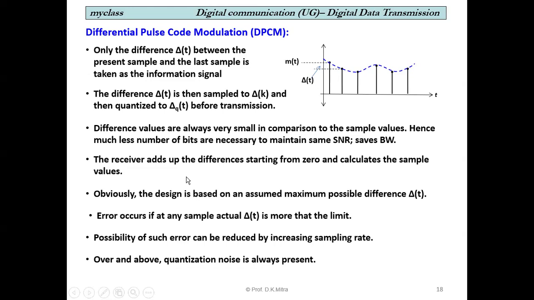And on the receiver side, it measures and keeps in memory the first sample, and for every second, third, fourth sample, it measures the difference. So from the first sample, it adds the difference, it gets the second sample, and from the second sample, it adds the difference, it gets the third sample value. That way, the receiver reconstructs the entire signal.